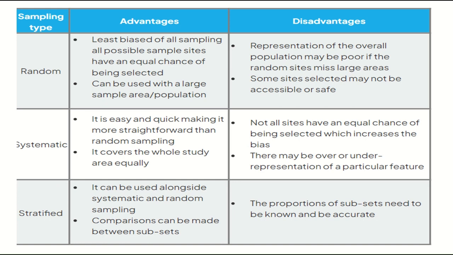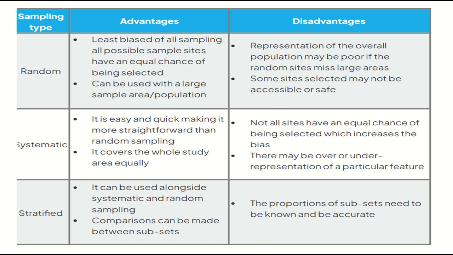Now, before we began our investigation, we started looking at different types of sampling. There are three main types of sampling: random, systematic, and stratified. And what we did was something called a systematic sample. We drew a transect line from the beach all the way to the back of the sand dunes, and we took measurements every 50 meters.